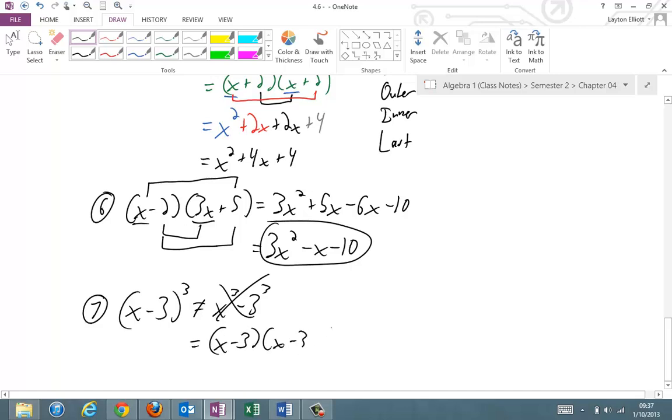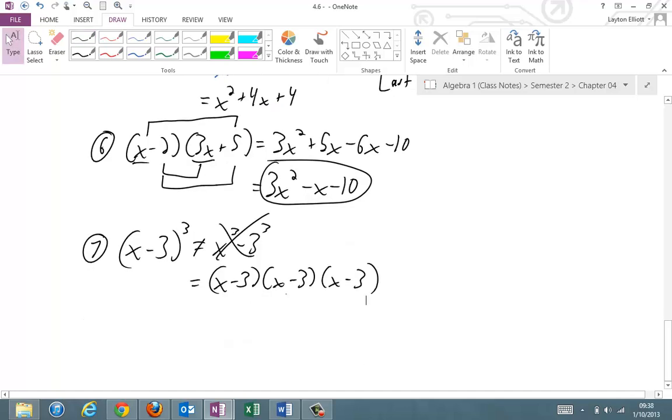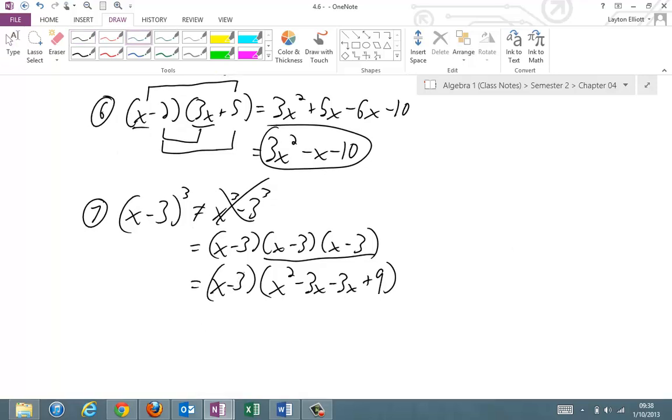So x minus 3, x minus 3, x minus 3. Then grab your two favorites, join them together by foiling. So I'm going to keep the first x minus 3 out in front, but then I'm going to take these last two and multiply them together. First, outer, inner, and last is positive 9.